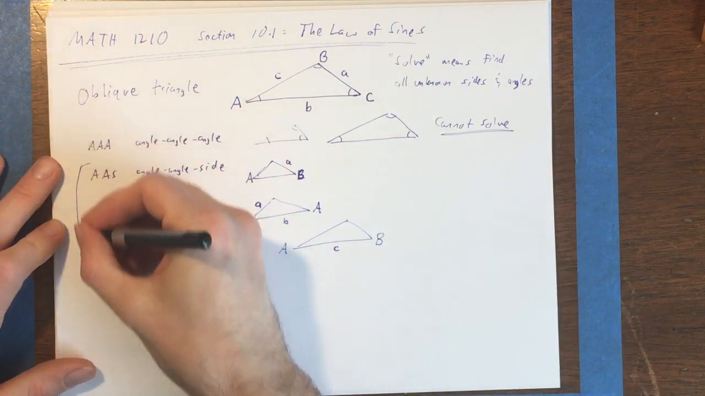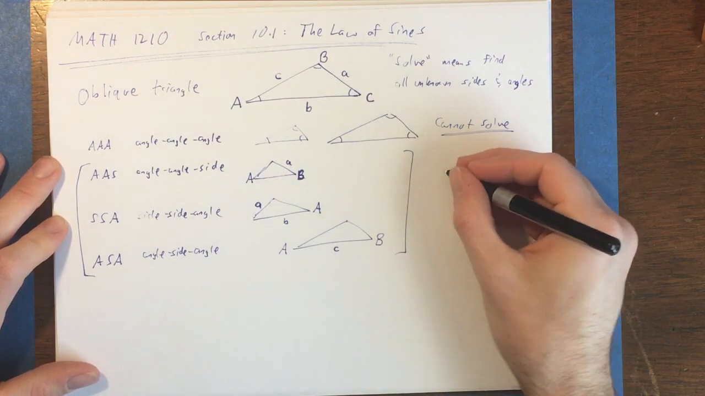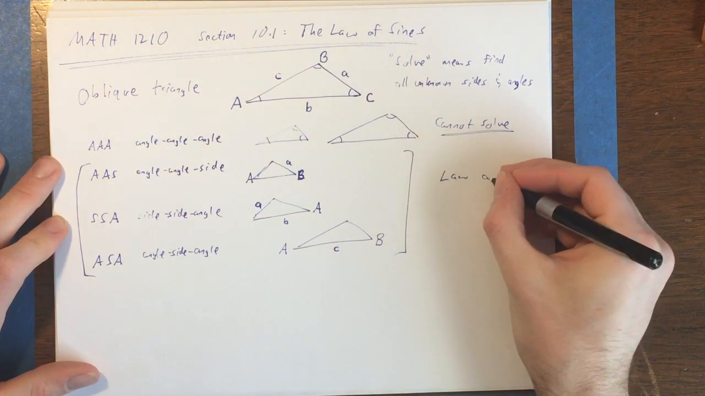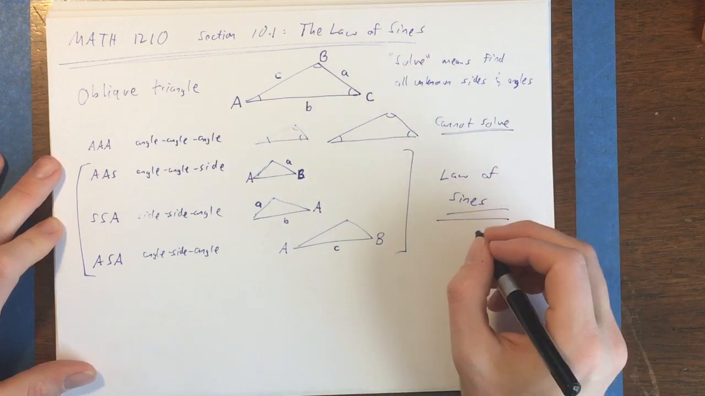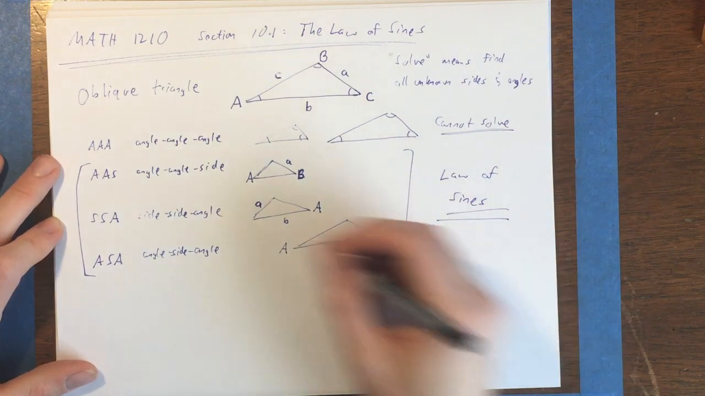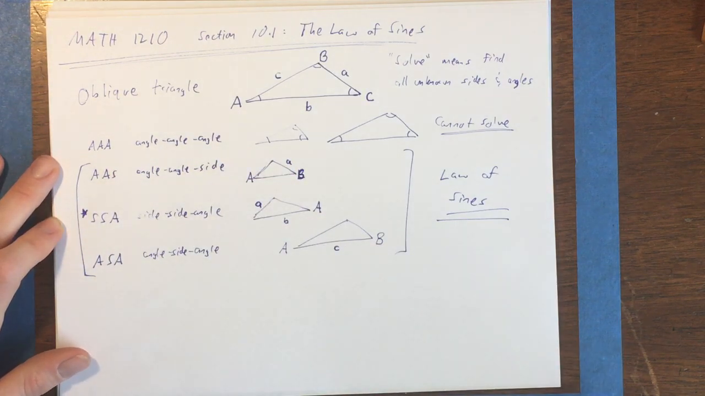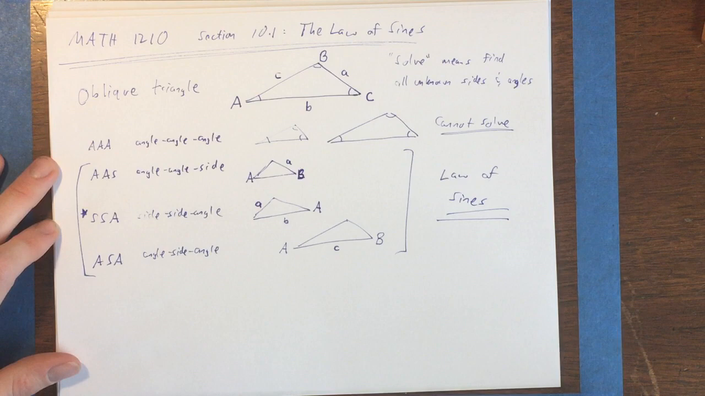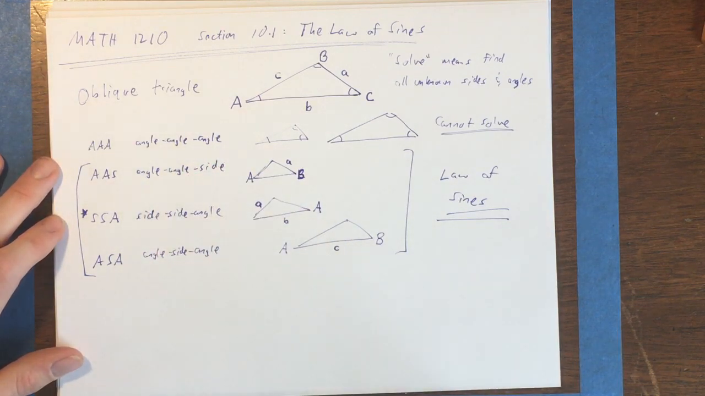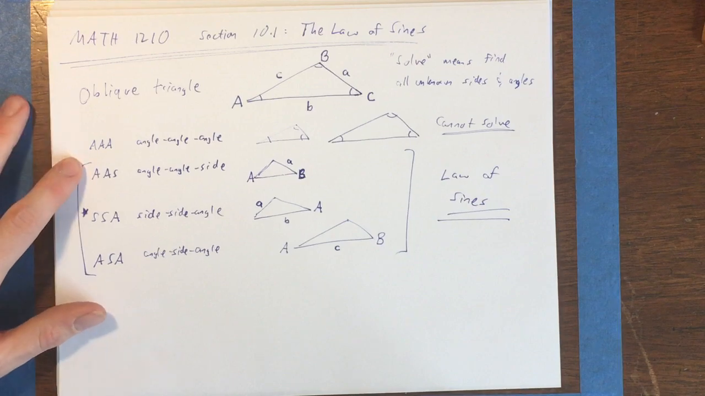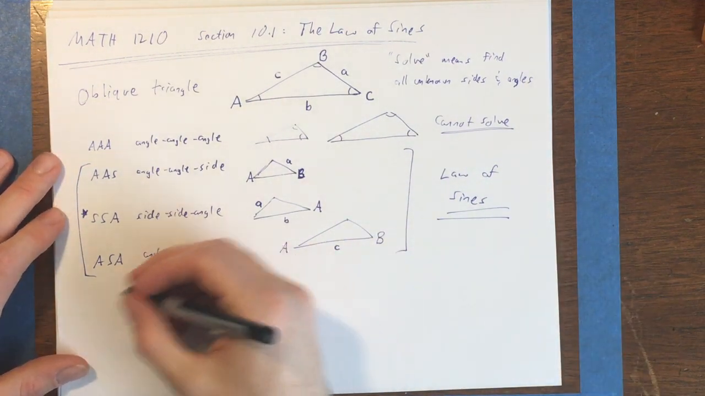These three cases I've introduced so far can be solved with what's called the law of sines, which is what we're going to learn here in section 10.1. I'm going to put a star next to the side-side angle case because it is especially annoying. When we get to that one, it's going to be a little bit more complicated. But the angle-angle-side and the angle-side-angle are pretty straightforward, as you will soon see.